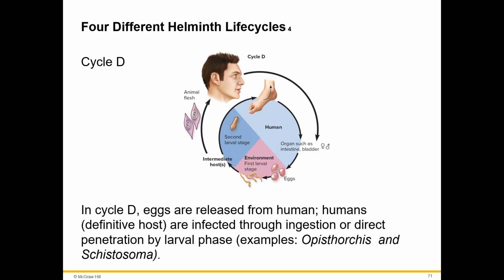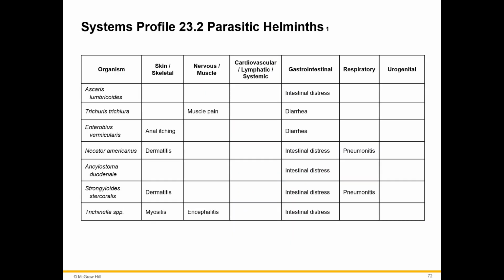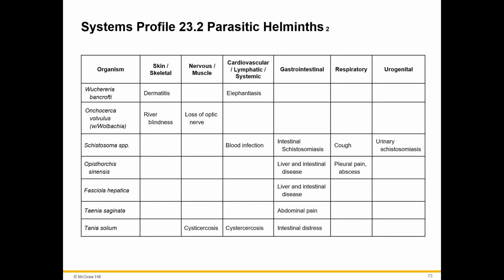And then the humans are basically infected by ingesting the larval phase, or by direct penetration, so it can actually enter us through our feet. And so we have these different organisms, Echinostoma and then Schistosoma. Okay. So this is just a little table showing what kind of things will happen.